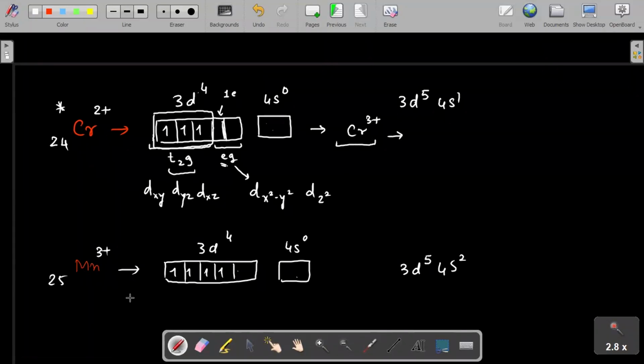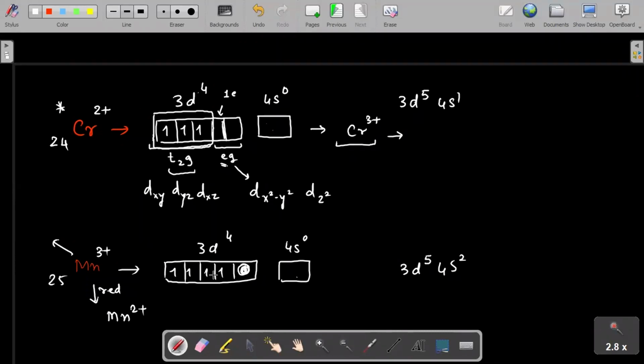Now for Mn, it can gain one electron here, and in gaining, it will become Mn2+. So it can easily gain electrons, which means it can show reduction, and if it goes further, it can give electrons. It can further oxidize also to show the +7 configuration, and +5 configuration.